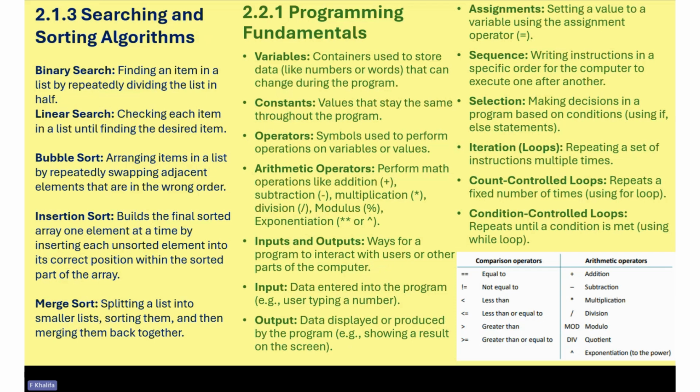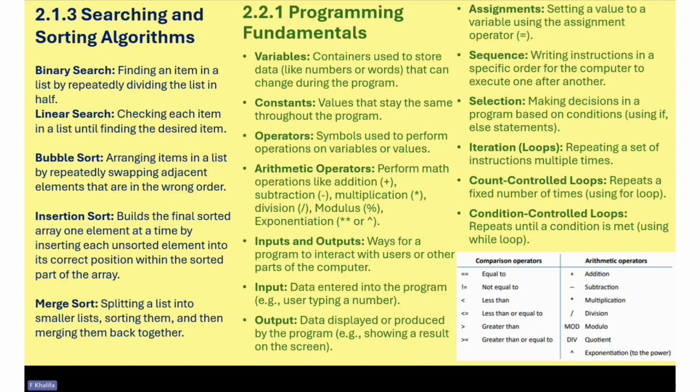Then we have programming fundamentals for 2.1. Variables are containers used to store data like numbers or words that can change during the program. We often have local variables and global variables. Global variables are predefined at the top of the program and can be used in multiple functions and in the main program, whereas local variables would only be used within that function.